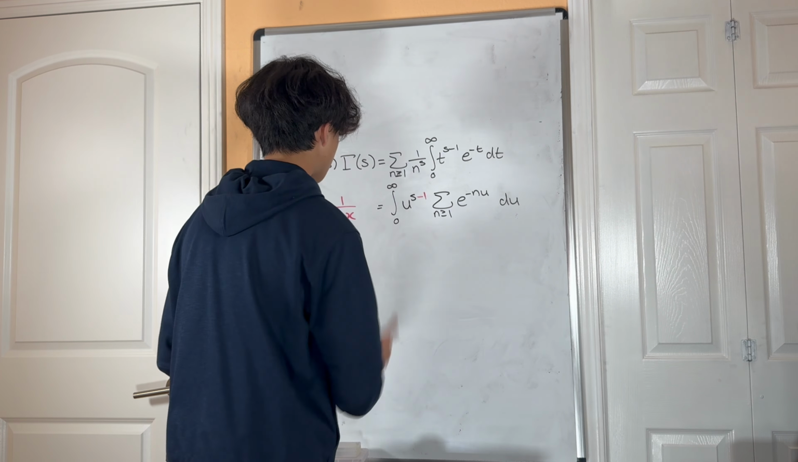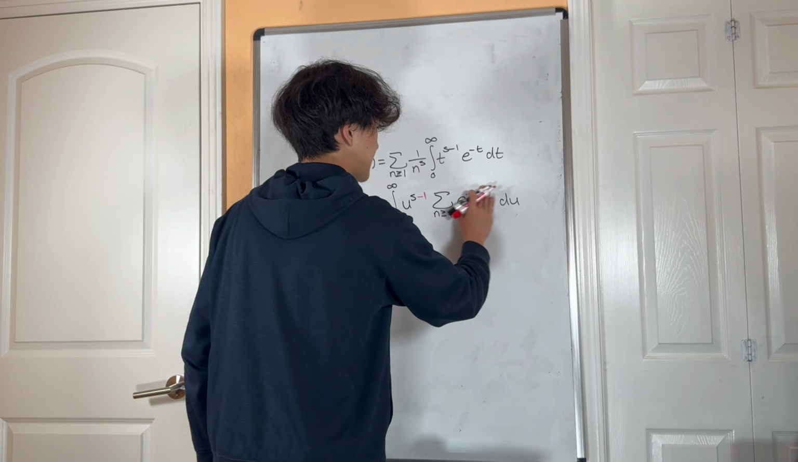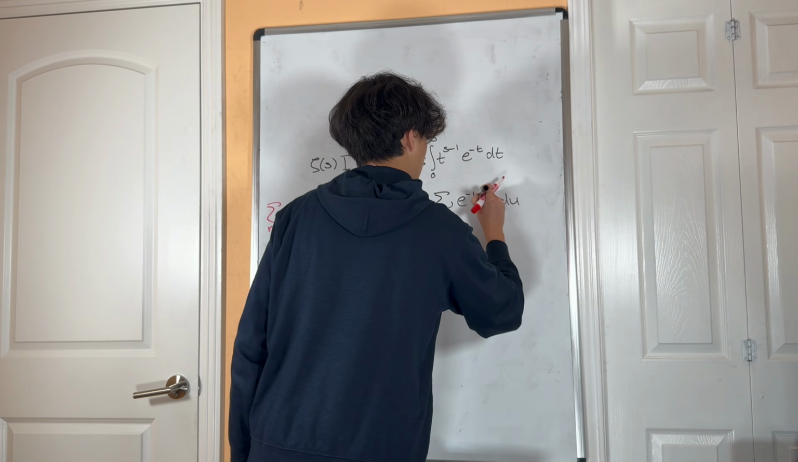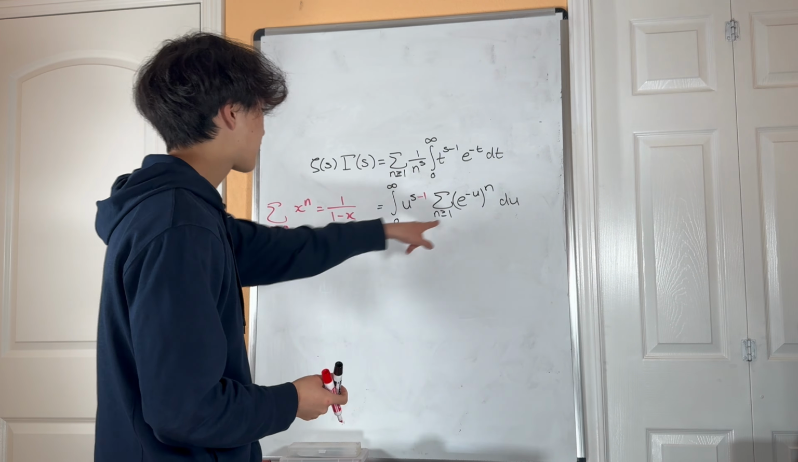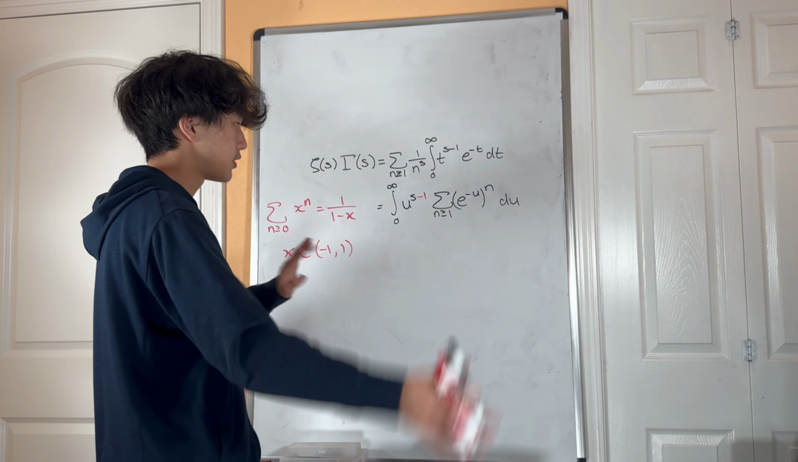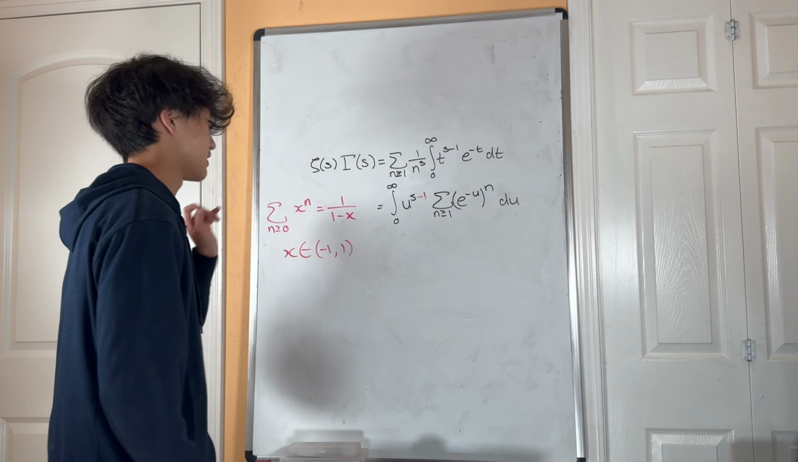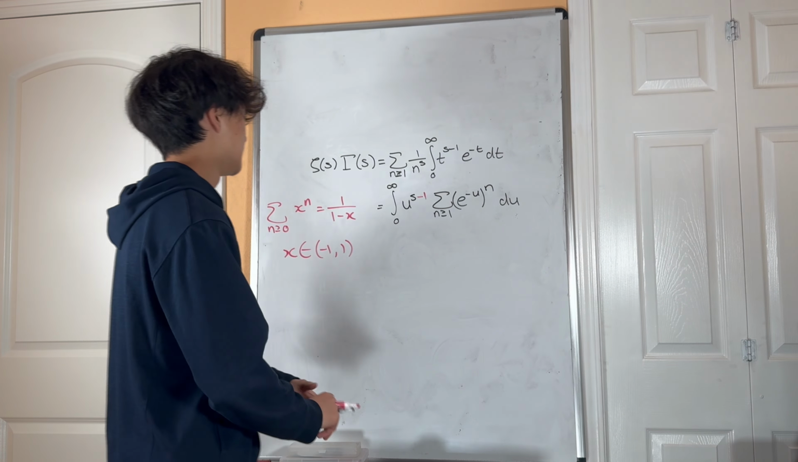Well, in here, we can rewrite this as e to the negative u raised to the nth power, right? So e to the negative u is analogous to our x. The only difference now is that this starts at 1, this starts at 0. We'll take care of that in a second. First, we have to check if this really converges or not.